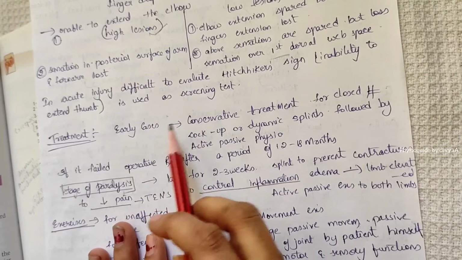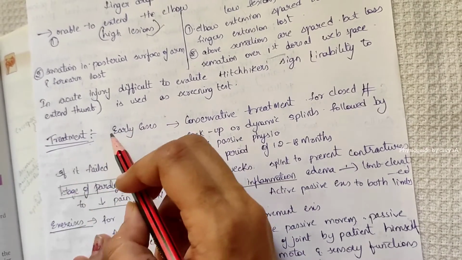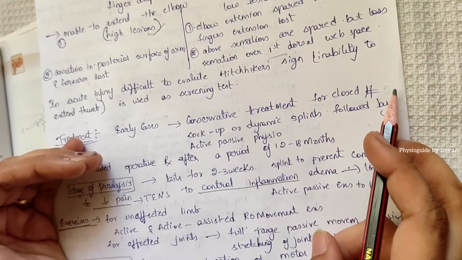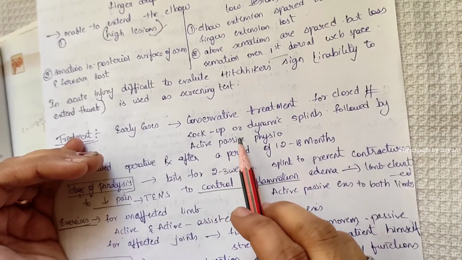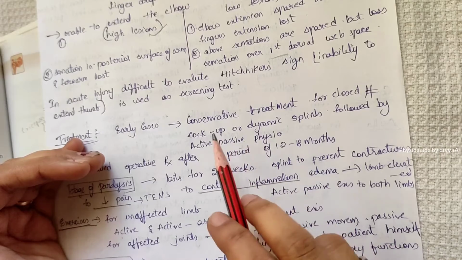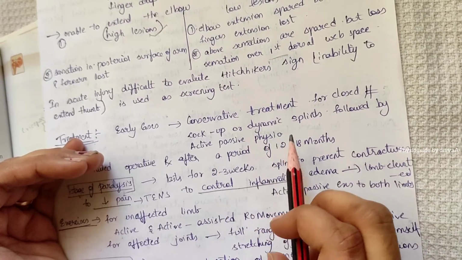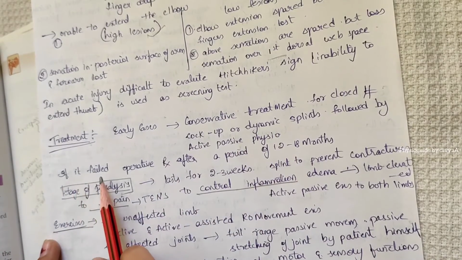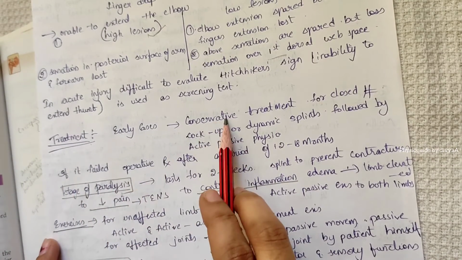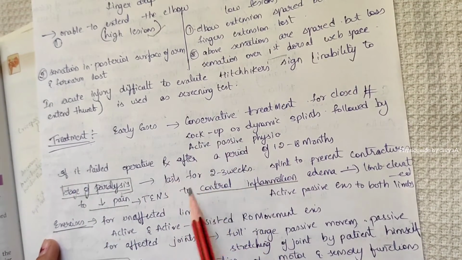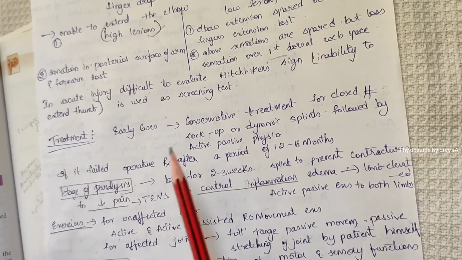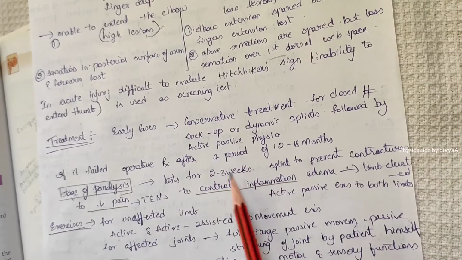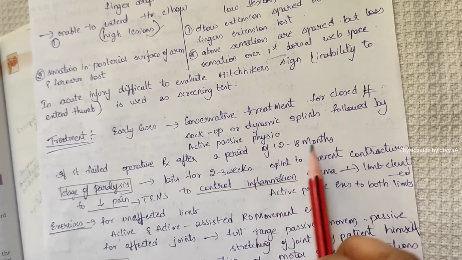Now treatment. In early physiotherapy treatment, conservative treatment is the best for closed fractures: cock-up splint or dynamic splint. After the cock-up splint, we'll go to the dynamic splint, followed by active and passive physiotherapy management. If this conservative management fails, next we'll go for operation, surgical management after a period of 12 to 18 months.